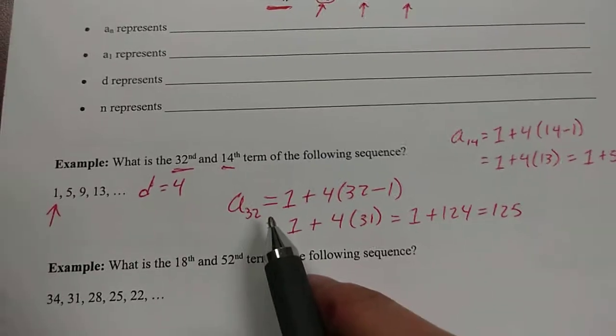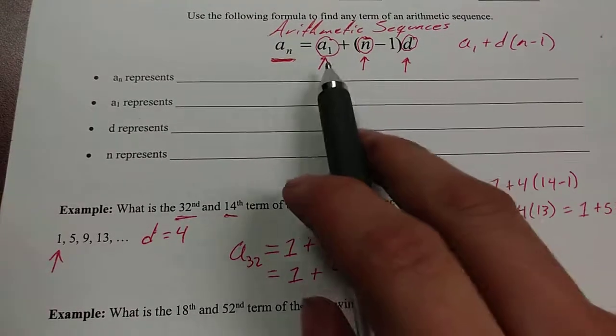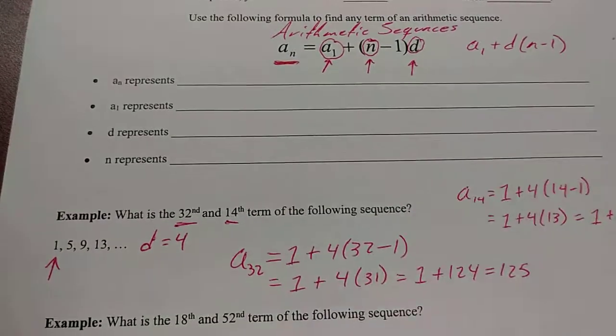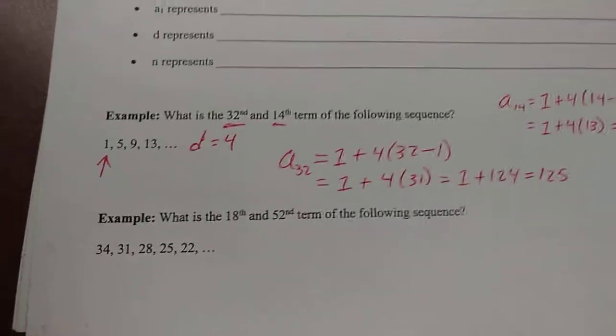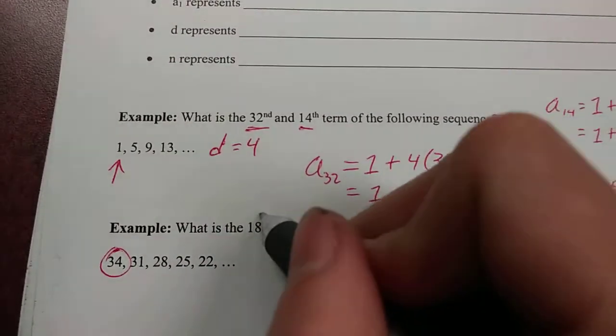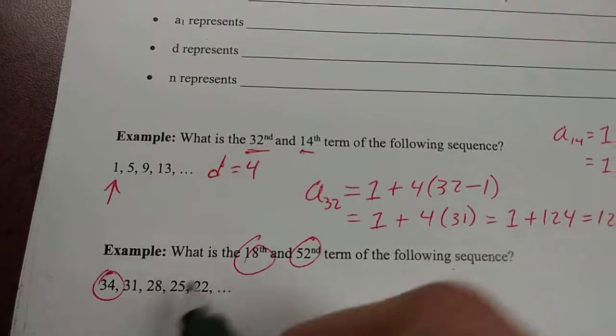So this is all you do with arithmetic sequences. Identify the first value, identify the value you're looking for, and identify the common difference. Same here. First value, 34. Values that I'm looking for: the 18th, and the 52nd, and the common difference.